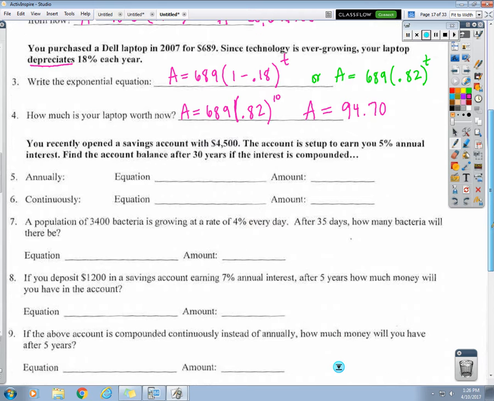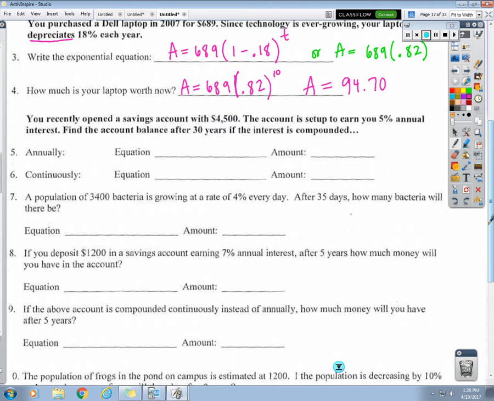Okay, you recently opened a savings account with $4,500. The account is set up to earn you 5% annual interest. Find the account balance after 30 years if the interest is compounded annually. And then the second one, we're going to change from continuously, because like I said, we don't do that for this test. So we're going to change it to monthly. Okay, first let's talk about annually.